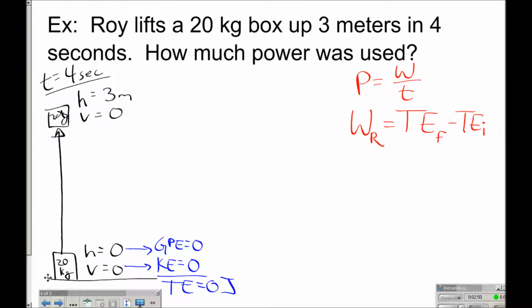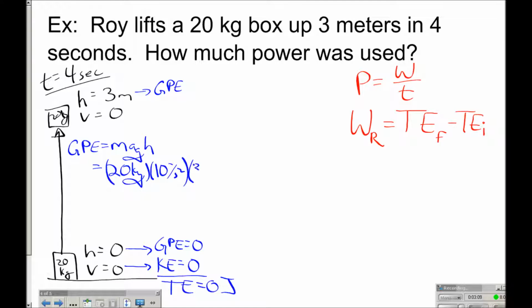So when he gets it up to here to a height of 3 meters, now it's going to have some GPE, right? So we should, somewhere off to the side, calculate how much. So let's do it. GPE is mass times acceleration of gravity times height. So the mass of the box is 20 kilograms. Acceleration of gravity is 10 meters a second squared, and the height is 3 meters. Multiply it out, and you will get 600 joules.